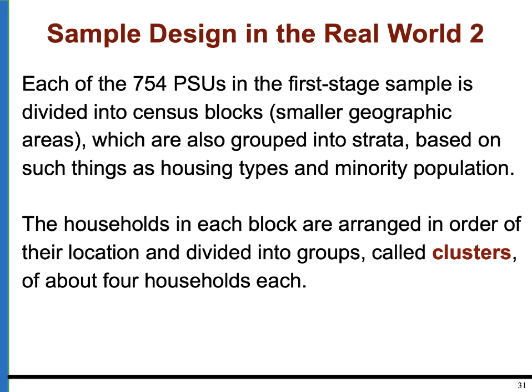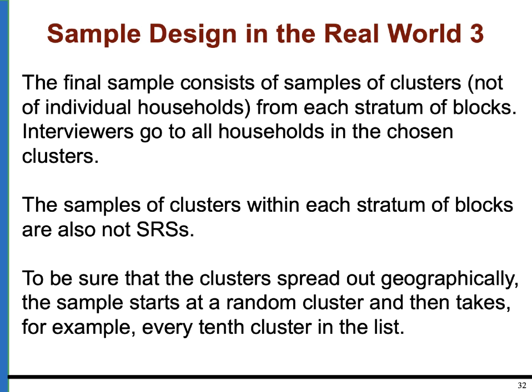They also group those into strata based on things like housing type or minority group, things like that, because they want to make sure that they are getting a cross-section of the entire United States. So each block is arranged in order of their location and divided into groups, and these are called clusters. And so the final sample is going to consist of these clusters, not individual households, that are from each stratum of blocks.